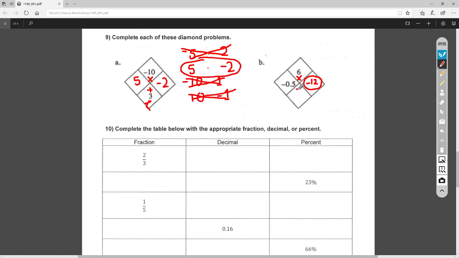Now again, on the bottom of my diamond, I need to add the two numbers together. Again, we're adding two negatives together, so we're just combining negatives. So what we're really doing is 12 plus 0.5, which is 12.5. And since they're all negatives, it's a negative 12.5.